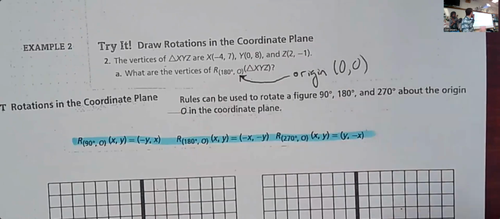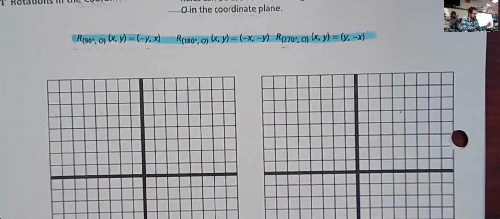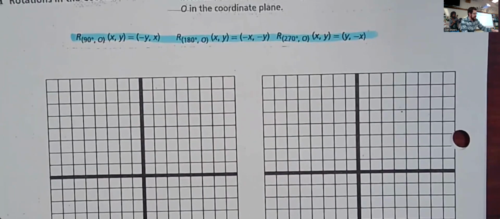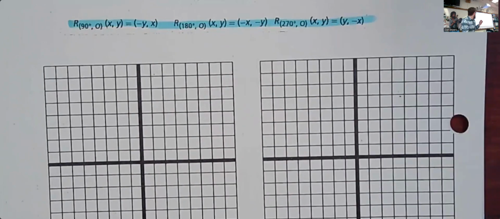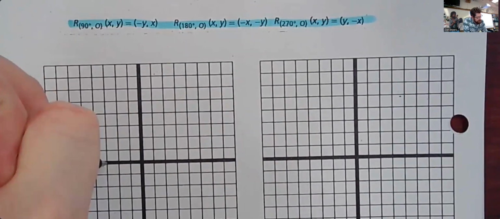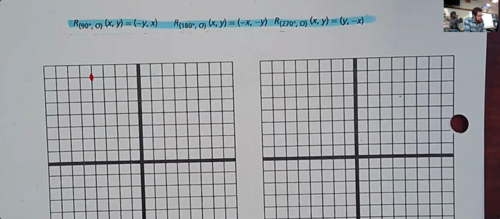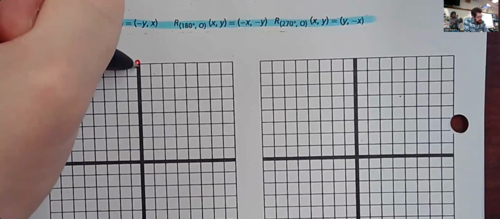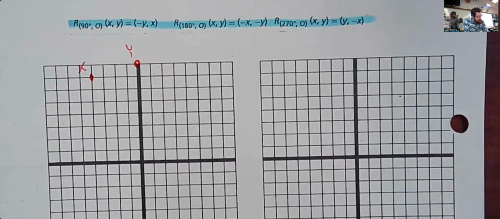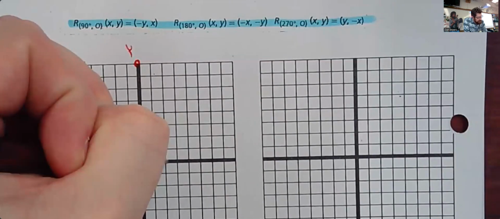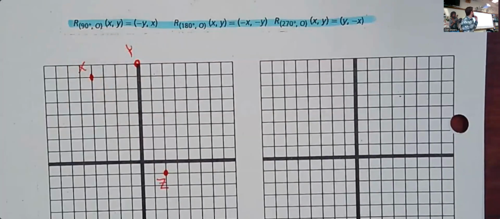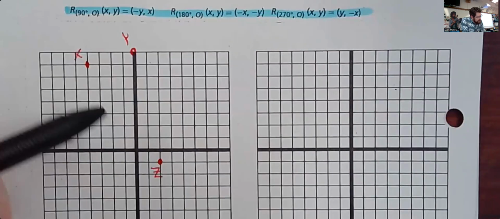So basically, if you have a graph, let's just go ahead and get this first example on this first graph here. Let's plot those points X, Y, and Z. So X is at -4, 7. So 3, 4, 1, 2, 3, 4, 5, 6, 7. So -4, 7. Y is at 0, 8, which is here. We got X, we got Y. And then Z is at 2, -1 right there. So there's X, Y, Z. We got our triangle.